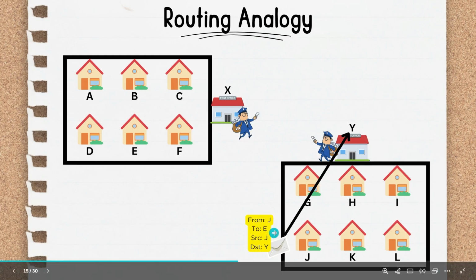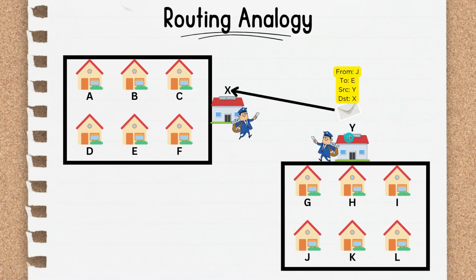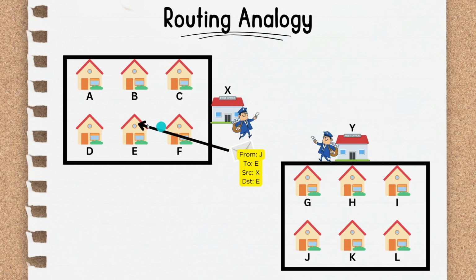Now let's say J wants to pass a message to E, so there will be a communication from J to E. Since E is living in another society and J doesn't know how to pass the message, it will tell the postman of this society, which is Y, to pass the message. Y, having received the message, knows that if someone wants to communicate to E, postman X can help. So from J the communication is to E, and it will pass the destination to postman X. Now X knows that E is living here, so it will pass the message from J to E, with source X and destination E. So that's how routing is being done.